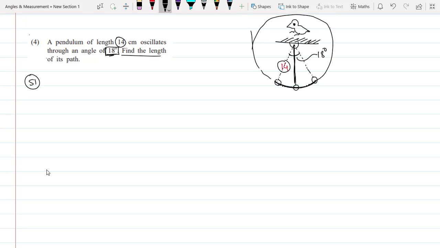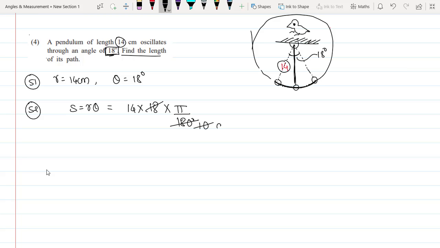So step number 1 is what? R is 14 centimeter. Theta we know, which is 18 degree. So step number 2: S is equal to R into theta, which is nothing but 14 into 18 degree. What will you do? Now convert it into radian. 18 degree is pi by 10. So 7 pi by 5 centimeter is the answer.